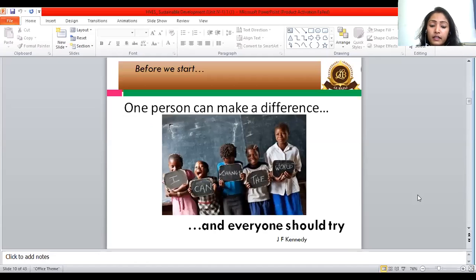Very importantly, and lastly, I would like to say that one person can, of course, make a difference, and everybody should try. This is a saying of JF Kennedy. He has given a very important and crucial message. We keep saying, how would I make a difference? I'm a single person. How would my one step make an impact on the whole globe? If everyone starts thinking that their step may make some difference, then that difference would be huge in the perspective of sustainable development practices.